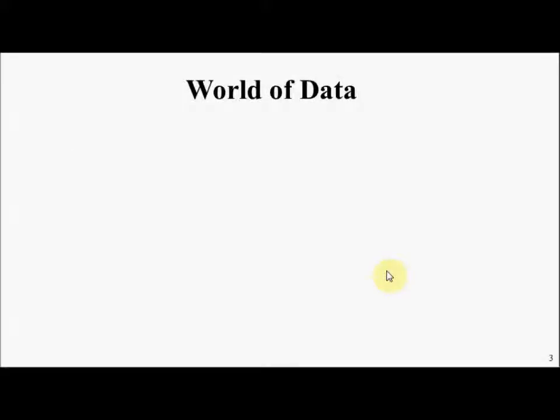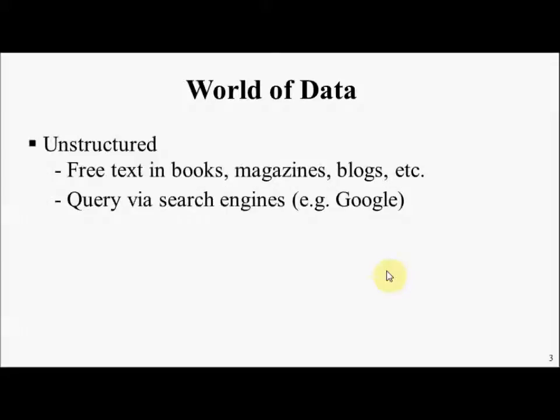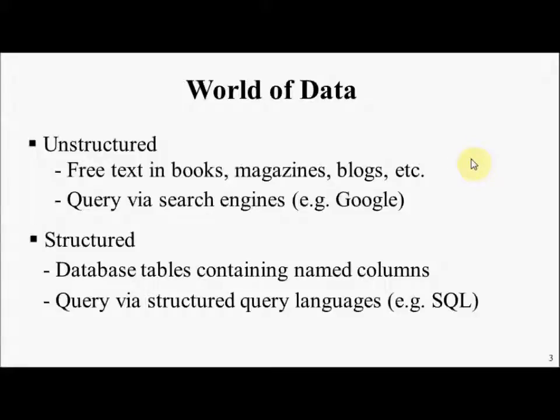Let's look at the world of data. In the world of data, there's two kinds of data. First of all, there's something called unstructured data. Examples such as text that you might see in books or magazines or blogs. In order to query unstructured data, you use search engines, something like Google. The other kind of data is something called structured data, consisting of database tables that you'd find in a business enterprise systems. Oftentimes, you'll find tens of thousands of such tables. In order to query structured data, you need a structured query language, something such as SQL.